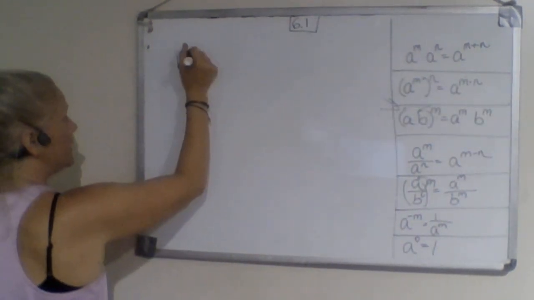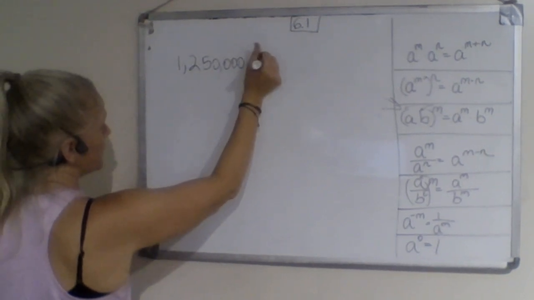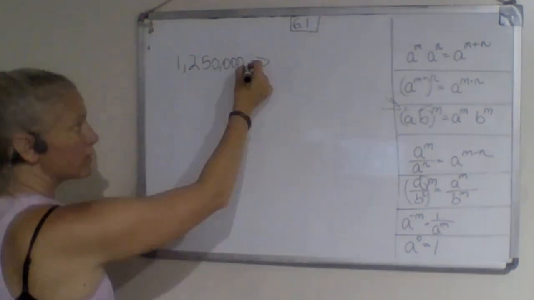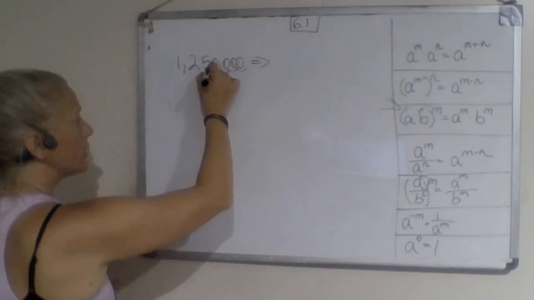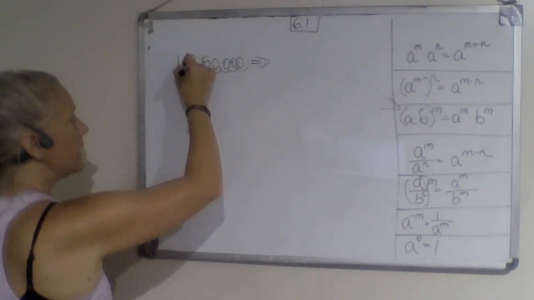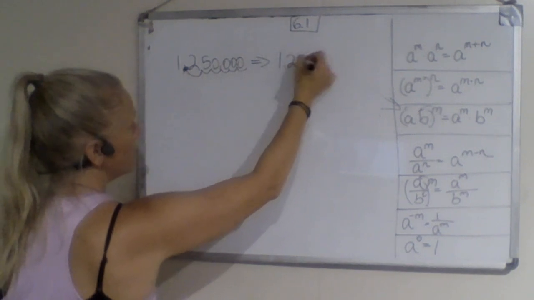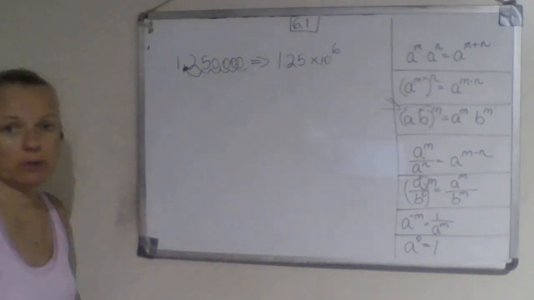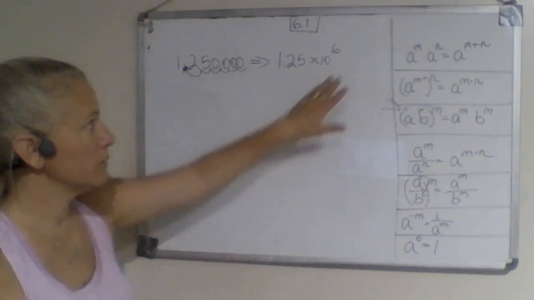Let's say I have 1,250,000, and I'm telling you, write this as scientific notation. Remember, your decimal is here. We're going to move to the left. 1, 2, 3, 4, 5, 6. I can only have one number before my decimal. This becomes 1.25 times 10 to the 6th power. That's how you do the positive scientific notation of the positive exponent.